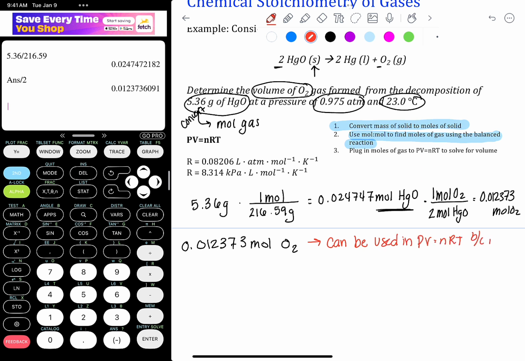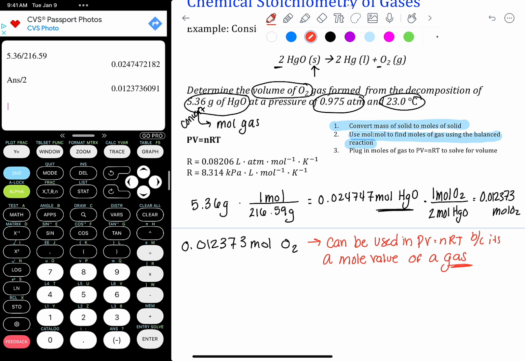Because it's a mole value of a gas. And that's very important. It has to be the mole value of the gas itself. So we're going to plug in moles of gas into PV equals nRT to solve for volume. So we'll do that here in blue.